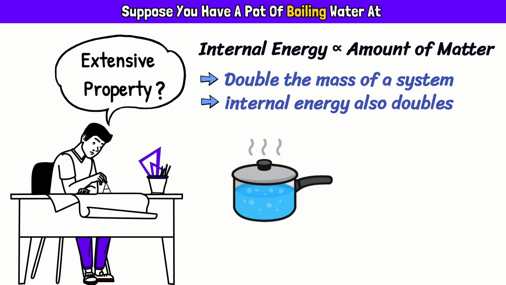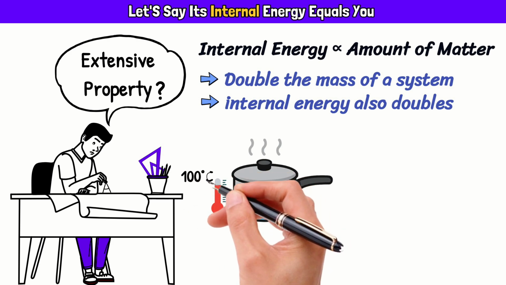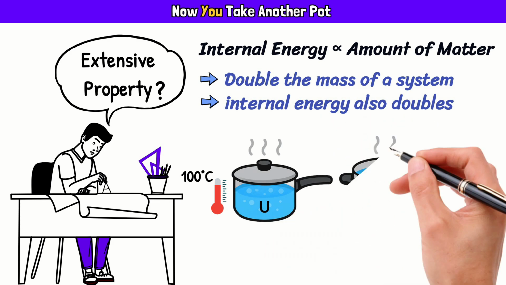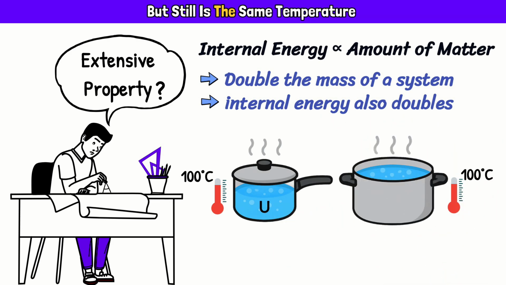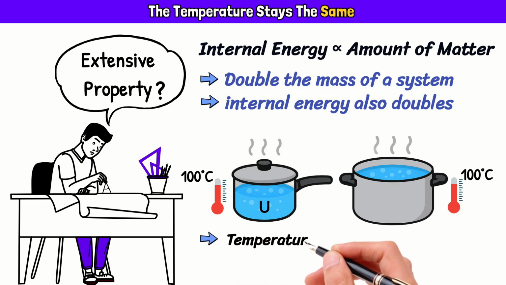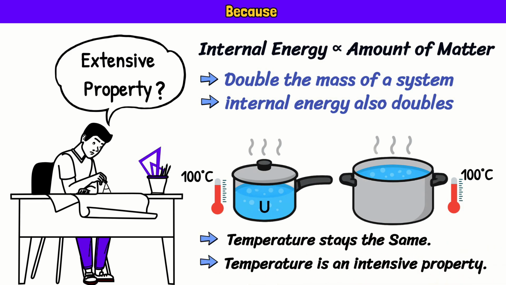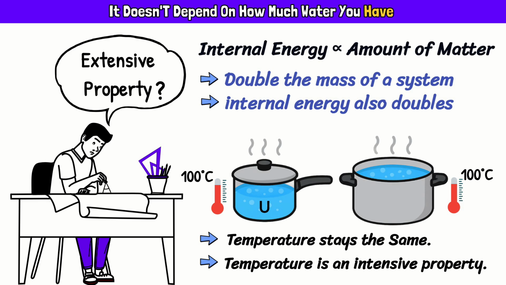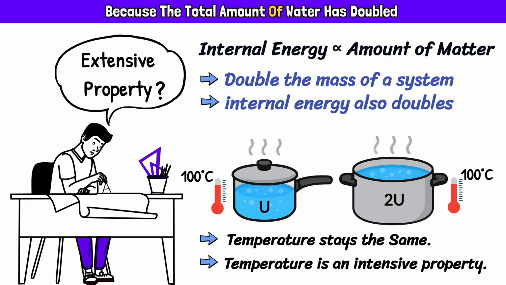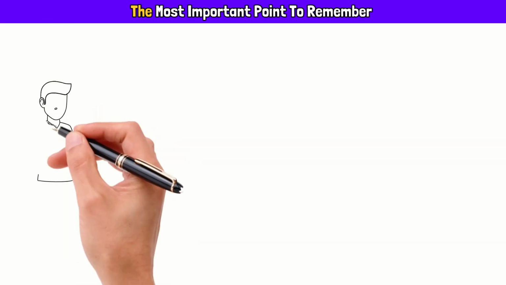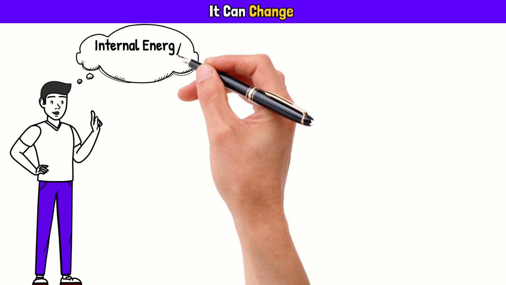Suppose you have a pot of boiling water at 100 degrees Celsius. Let's say its internal energy equals U. Now you take another pot with double the amount of water, but still at the same temperature. The temperature stays the same because temperature is an intensive property, because it doesn't depend on how much water you have. But the internal energy becomes doubled because the total amount of water has doubled. The most important point to remember: internal energy is not fixed, it can change.